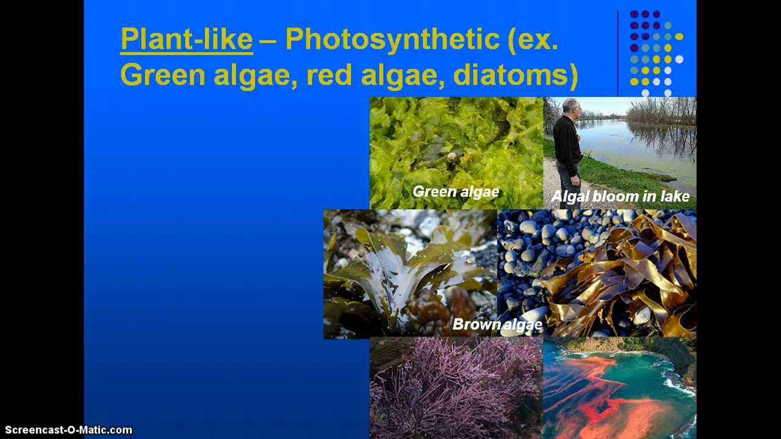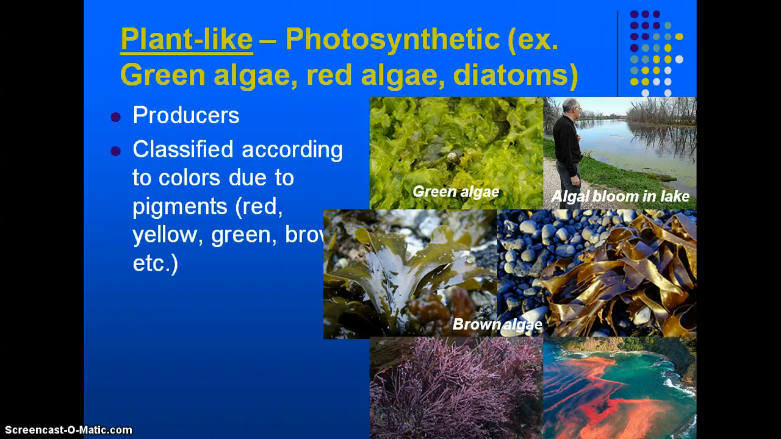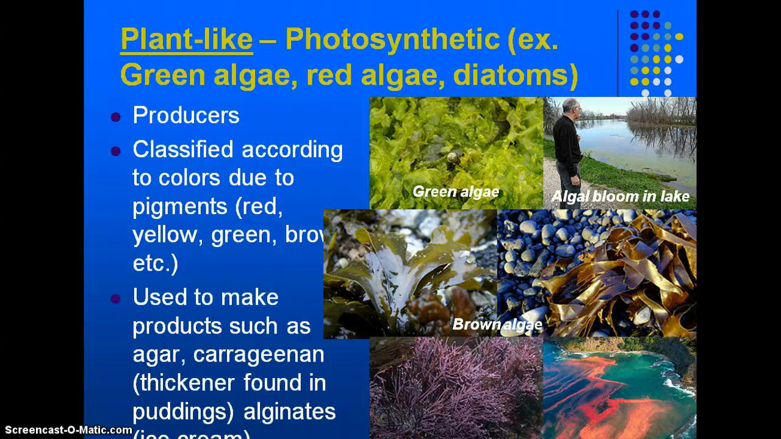Things like green algae, red algae, and diatoms. They are producers. They are classified according to their color pigments. And they're used to make products such as agar, carrageenan, which is a thickener found in puddings, and alginates, which are actually found in ice cream.